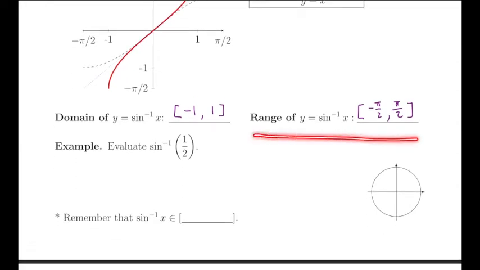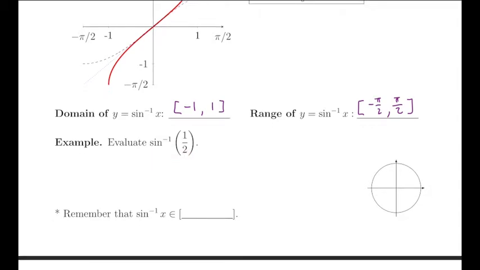Now, keeping this range in mind, we can now solve something like this: arcsine of a half. What I suggest you do first here is set this equal to theta, because we know that the answer will be some angle. Remember, for arcsine, the input is going to be some number between -1 and 1, and the output is going to be some angle between -pi/2 and pi/2.